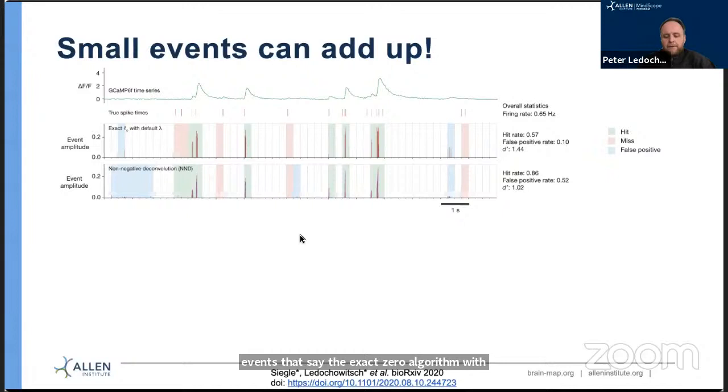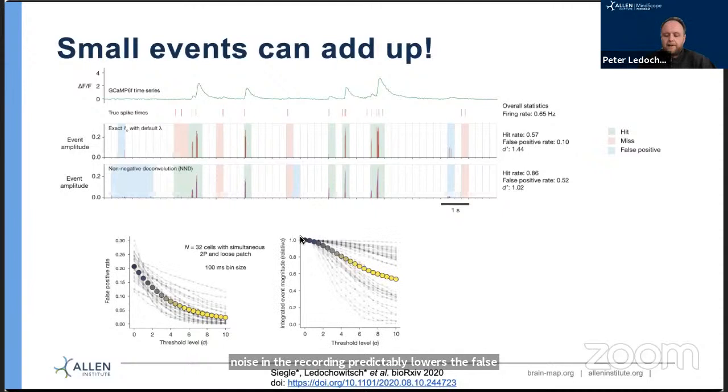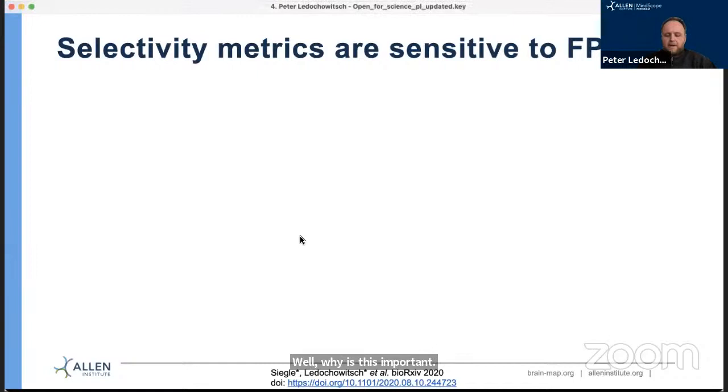Reducing such false positives by imposing a threshold on the minimum event magnitude as a function of estimated noise in the recording predictably lowers the false positive rate as well as the integrated event magnitude. However, on average, the correlation with ground truth is barely affected. Well, why is this important? It turns out that our selectivity metrics can be quite sensitive to the false positive rate.